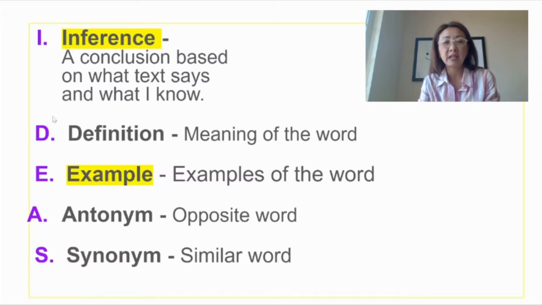In our acronym IDEAS, I-D-E-A-S, we're going to take a look at the letter I in IDEAS, which is inference, which is a conclusion that you can make based on what the text says and what I know. And our second strategy that we'll take a look at is the E, for example, in which in the text you'll be given examples of the word.